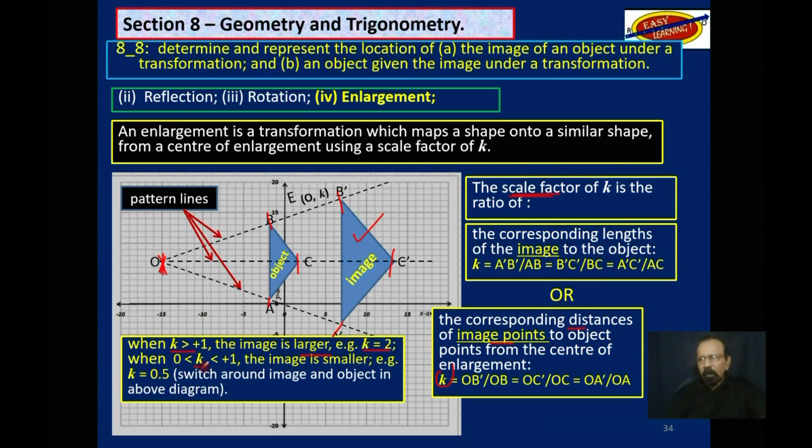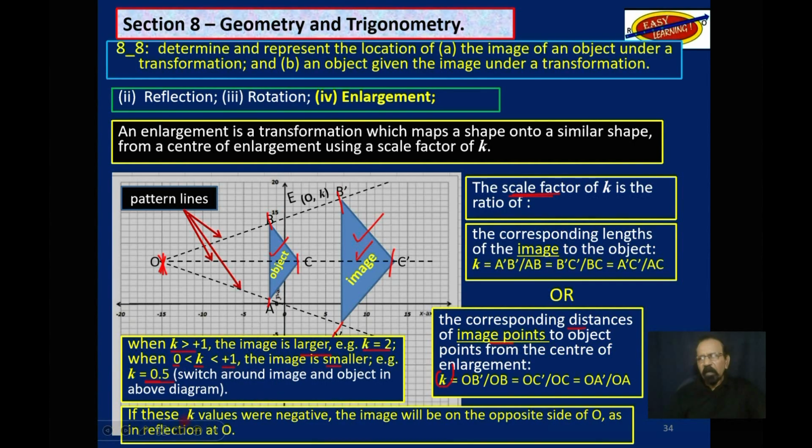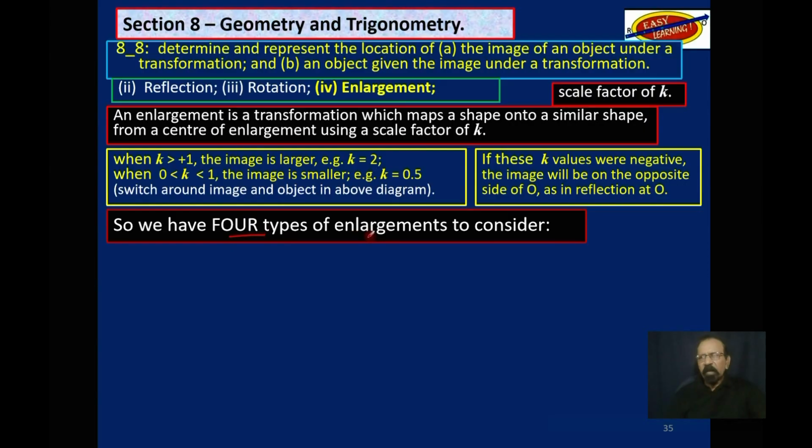When k is between 0 and +1, the image is smaller. For example, if k is 0.5, then this could be the object and this could be the image. The image would be smaller. On the other hand, if these k values were negative, the image will be on the opposite side of O, as we have in reflection at O. So we have 4 types of enlargements to consider.